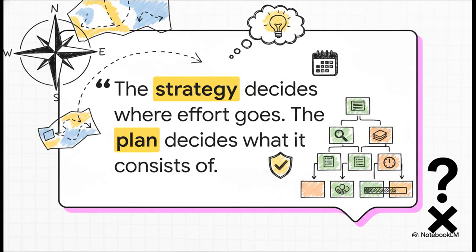So, to wrap this all up, if there is one golden rule you take away from this explainer, the rule that will keep you safe in an examination and effective in real-world practice, it is this. The strategy decides where the audit effort goes, the plan decides what that effort consists of, and an answer that gives one when the question asked for the other has answered accurately and scored nothing.